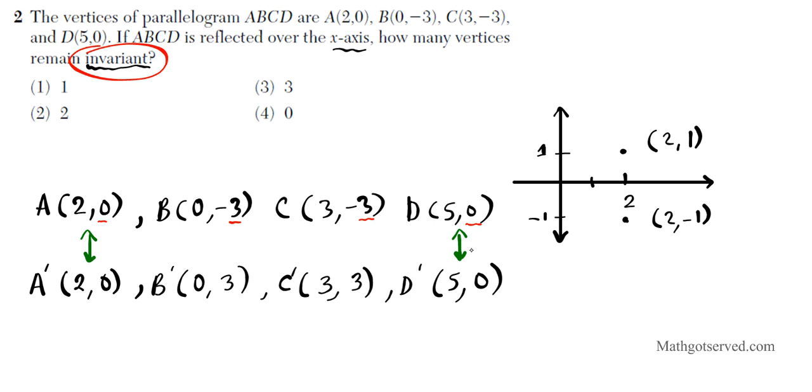The rule here basically is as follows. If a point is on the x-axis, it's right on the mirror of reflection. So when you reflect about the x-axis, it has absolutely no effect on it. Notice 0 is its own opposite, so it doesn't change. So that's why we have 2 vertices that are invariant, and the 2 vertices that are invariant makes option 2 our correct answer.